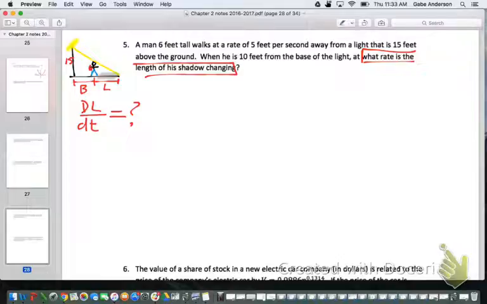Make sense? Okay. The next thing we'd do is go through and underline any rates that might help contribute to finding what we want to find. Maya, did you underline any rates? Well, he walks at a rate of 5 feet per second. So it's referring to the guy, right? Based on our labeling up there, what would be a good interpretation? dB/dt is 5. Correct. dB/dt is 5 feet per second.